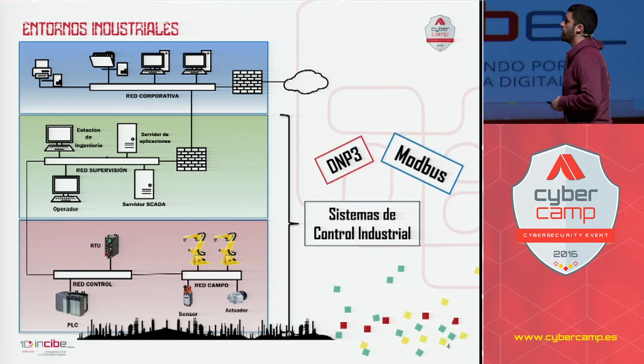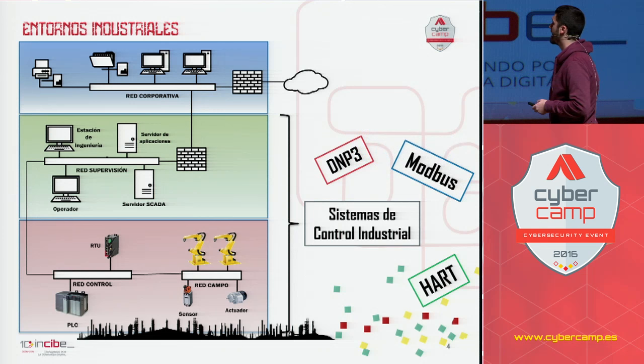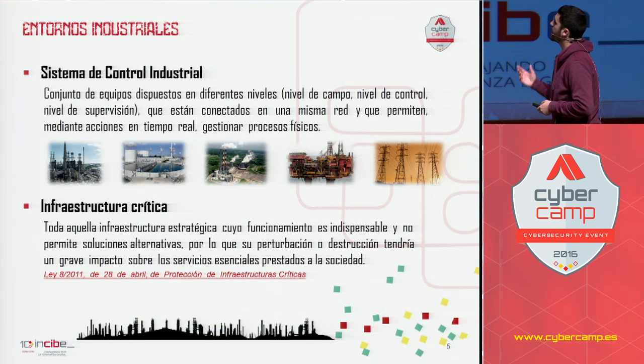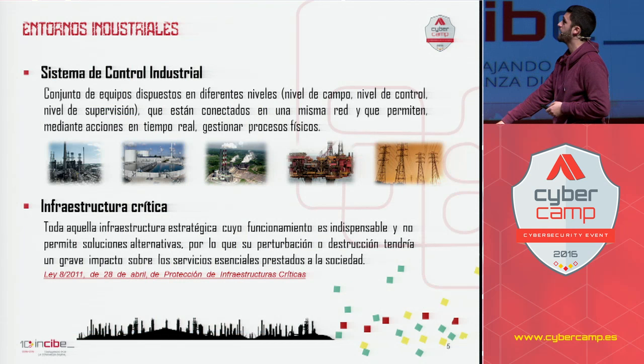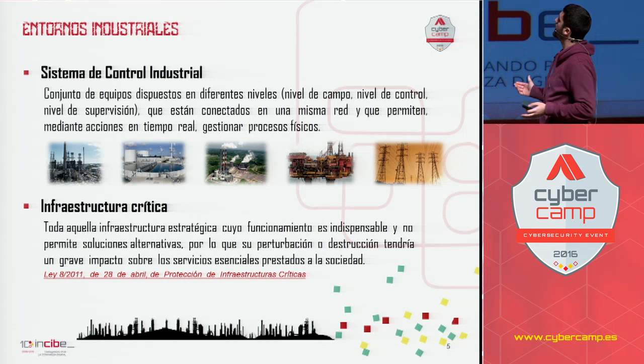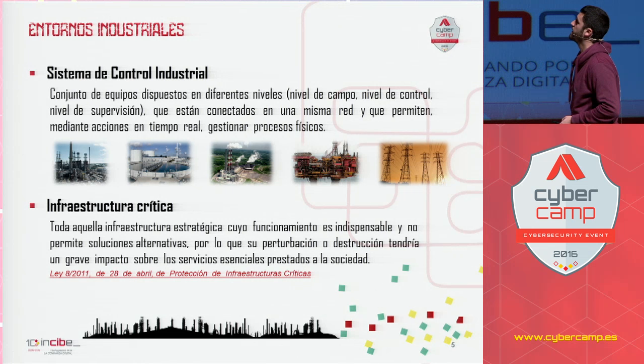Protocols within these would be DNP3, which is well known, and proprietary protocols such as S7. Another concept I would like to mention is industrial control systems and critical infrastructures. These systems would be a set of devices distributed at different levels, field, control and supervision levels, as we've said before, connected within the same network, and that can help us manage physical processes in real time.